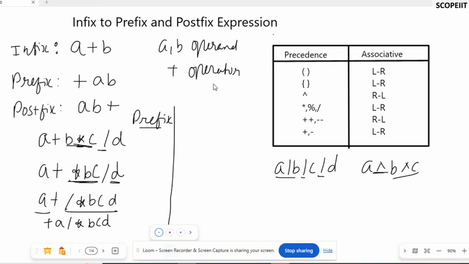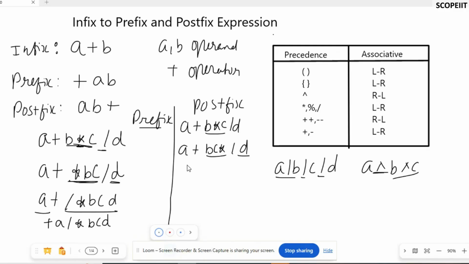Now if I want to convert the same expression to postfix, I'll take the same question: A plus B multiplied by C divided by D. Here also first I'll solve this B multiplied by C. So it will become A plus postfix. Postfix means the operator will be at the last, so it will become BC multiply. Now this is one term, divide D.